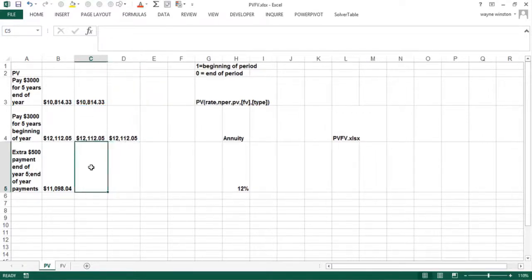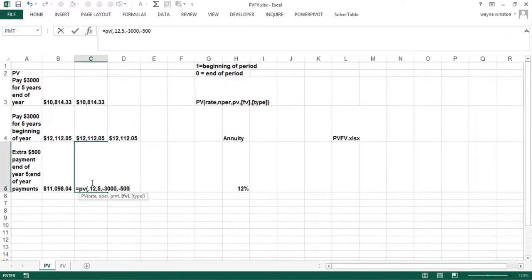Now the tricky one. We're going to pay $3,000 at the end of each year for 5 years, and we owe an extra $500 at the end of the 5th year. That FV must be a minus $500 because I'm paying it out. So I'd say present value, rate 12%, 5 years, paying $3,000 a year. Now what's the sign of the FV? It's minus $500.